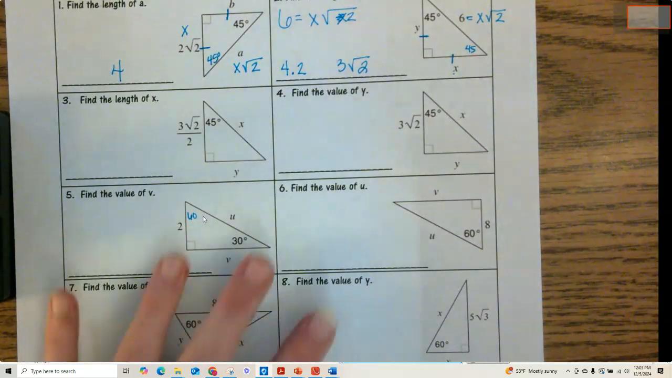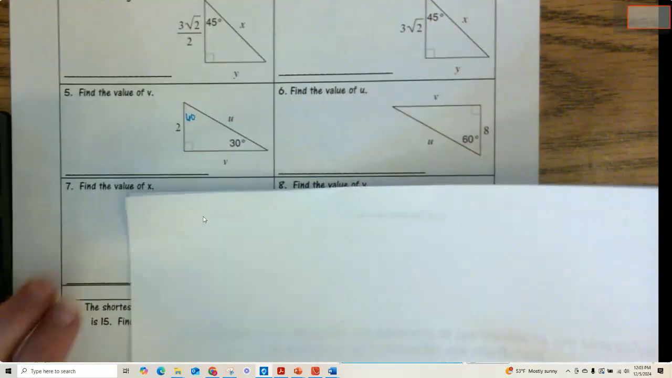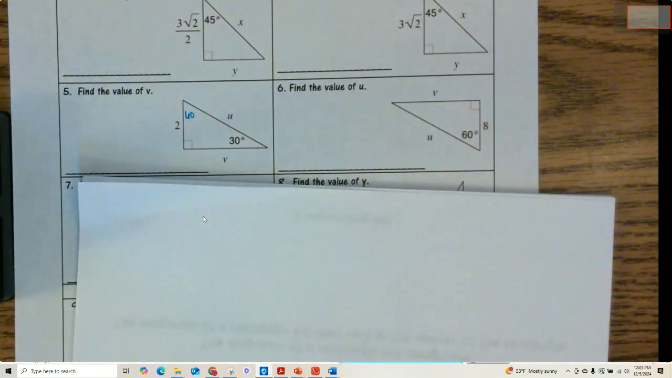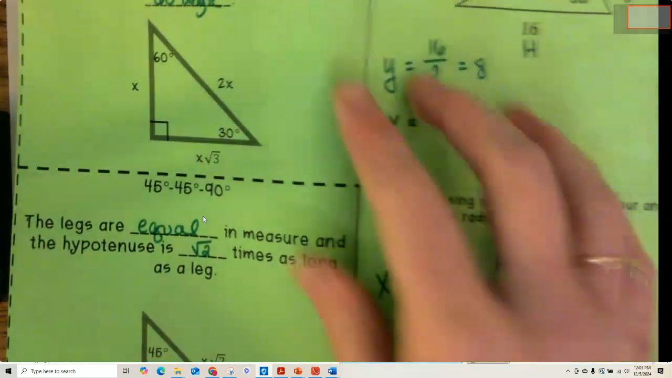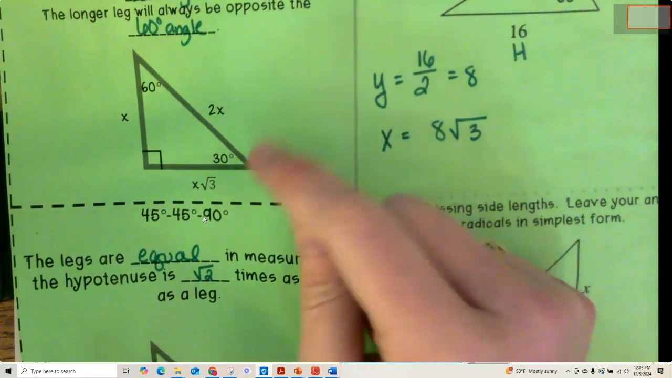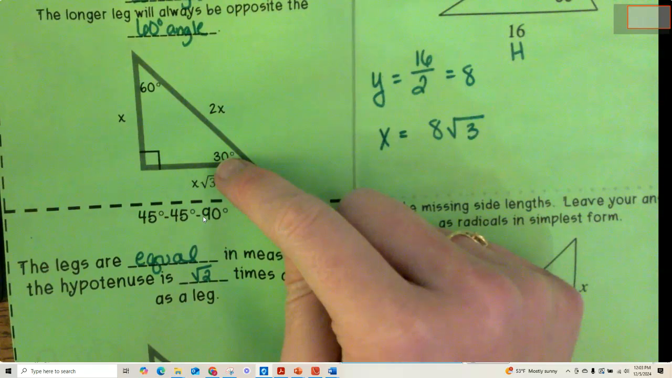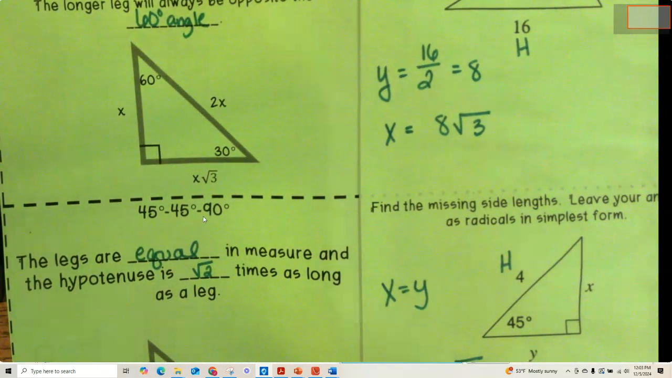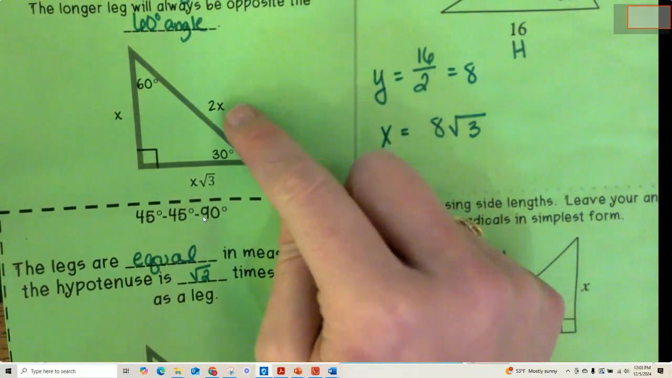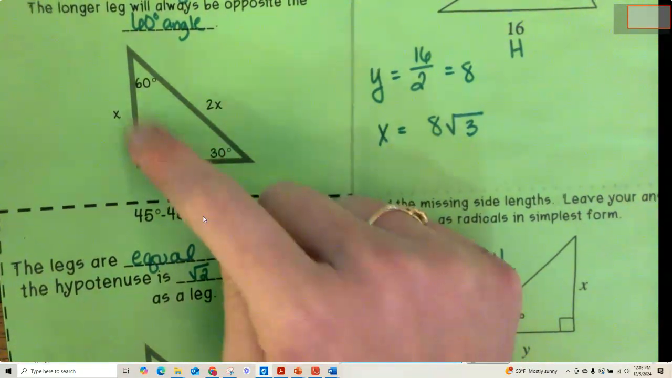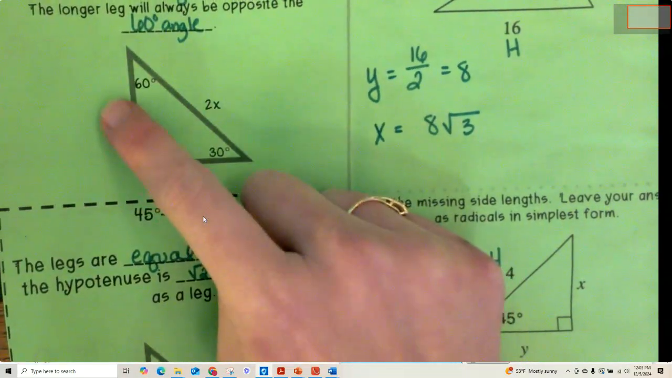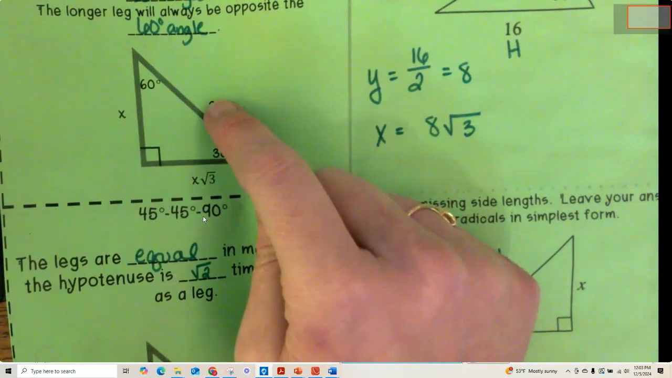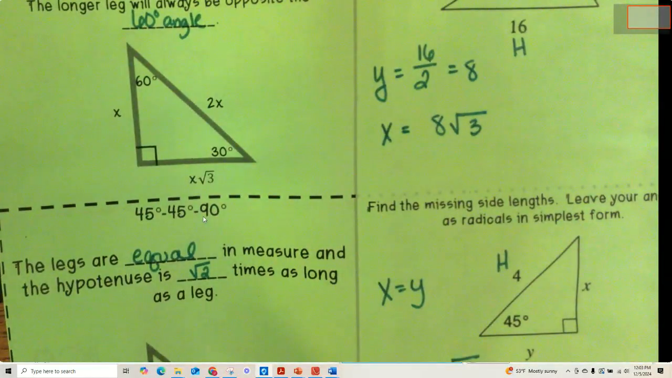All right, 30, 60, 90 has a different rule. Okay, so you can probably see it up there on my board. Let me pull it up here. Okay, 30, 60, 90. The side that's opposite the 30 degree is going to be kind of your base number, your x. The hypotenuse is going to be twice the length of that side. So whatever the length of this leg is, hypotenuse is always going to be twice that. That's not too bad.